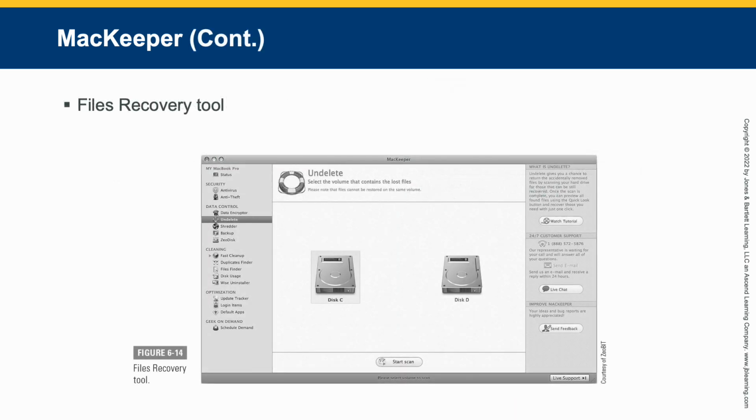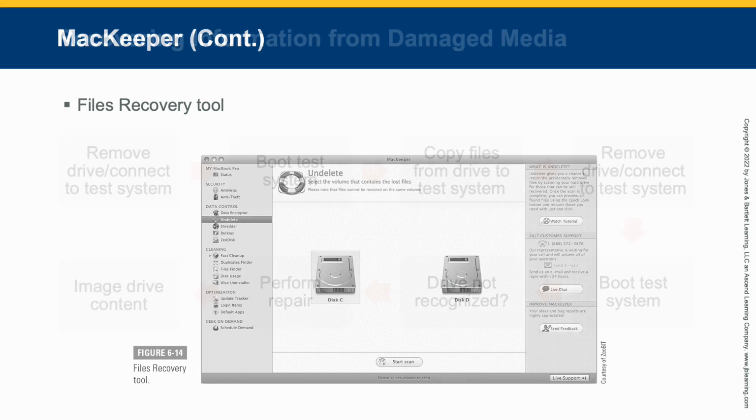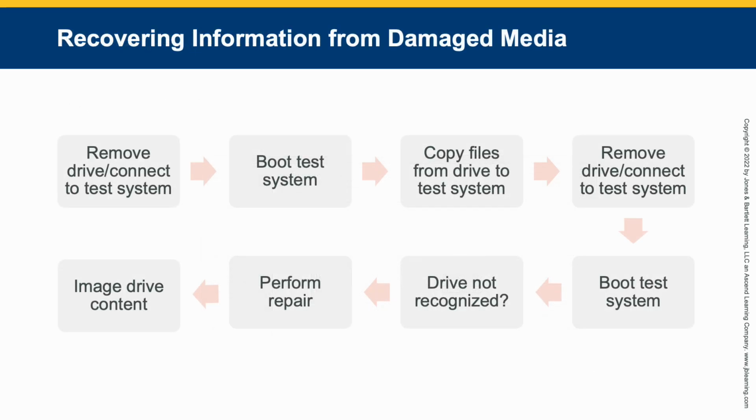The file recovery tool actually gives us the chance to undelete from the hard drives. Recovering information from damaged media: remove drive, connect to test system, boot test system, copy files from drive to test file, remove drive, connect to test system, and that can go up to image drive content. Let's look into this with an example.